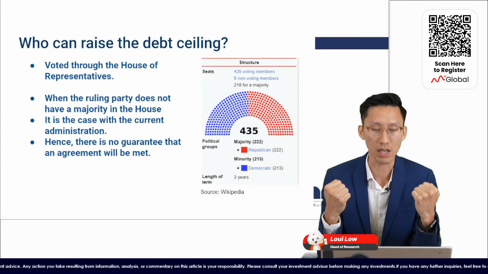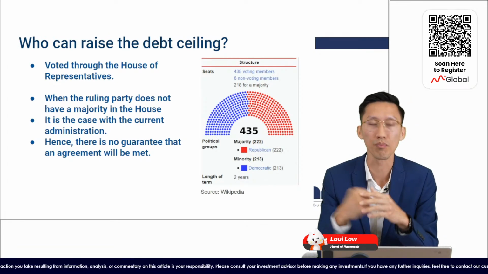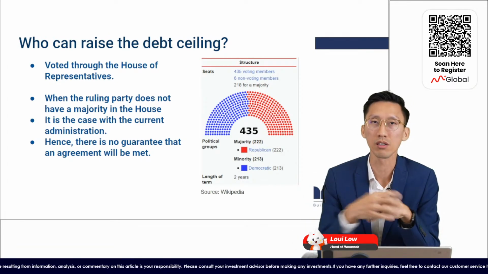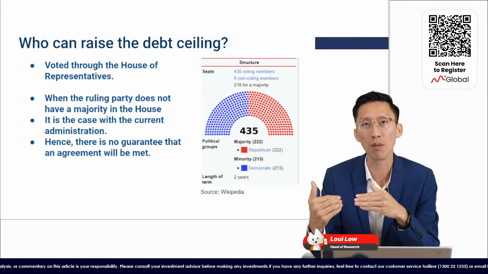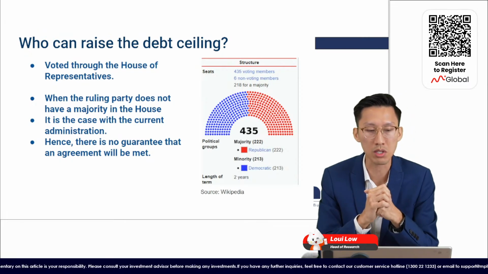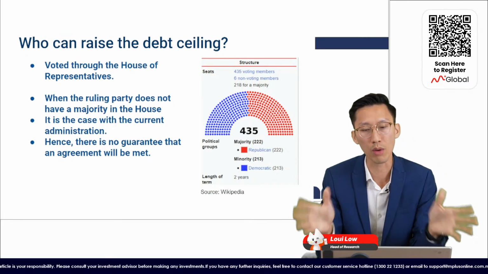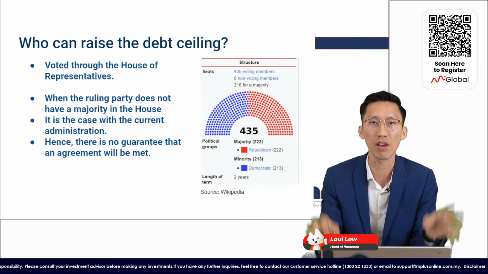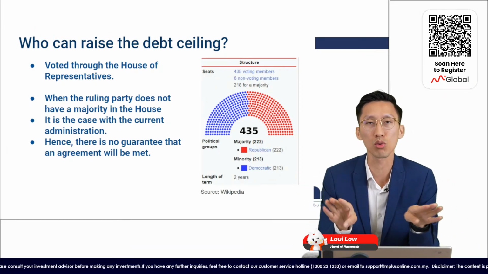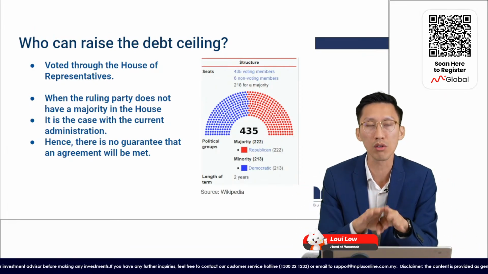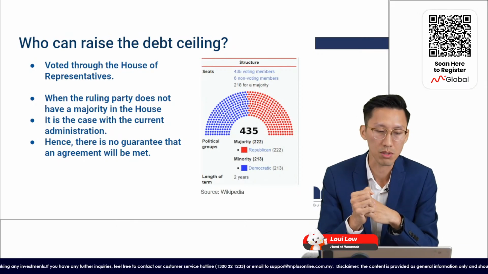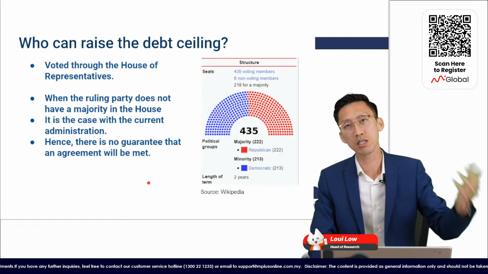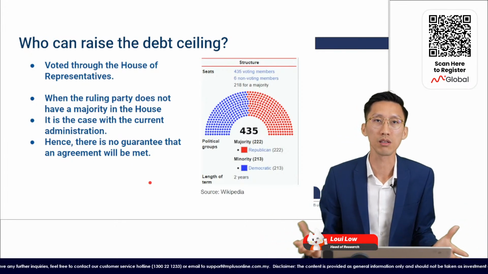What is actually holding them back is that perhaps they need to meet some requirements before they can increase the debt ceiling. So all in all, the one who can raise the debt ceiling is the House of Representatives, and they have to come to common ground on this matter before they can increase it. Right now, since there is no majority, what can they do?